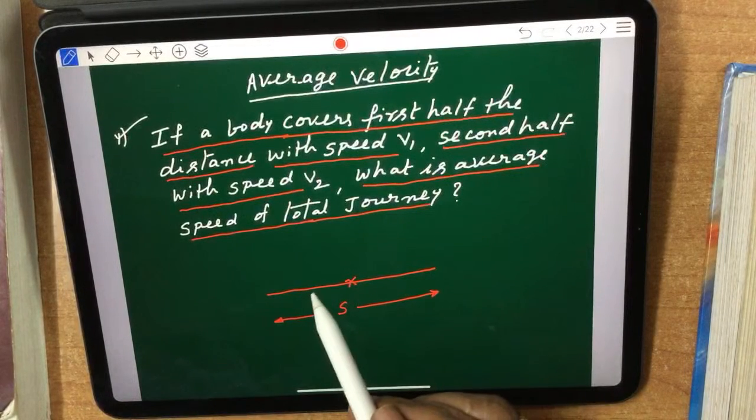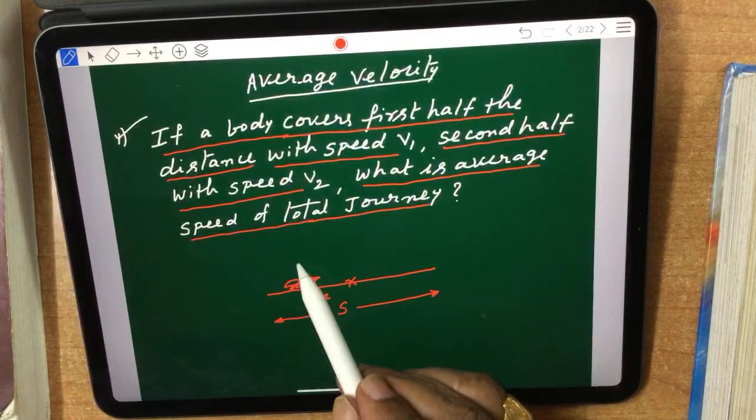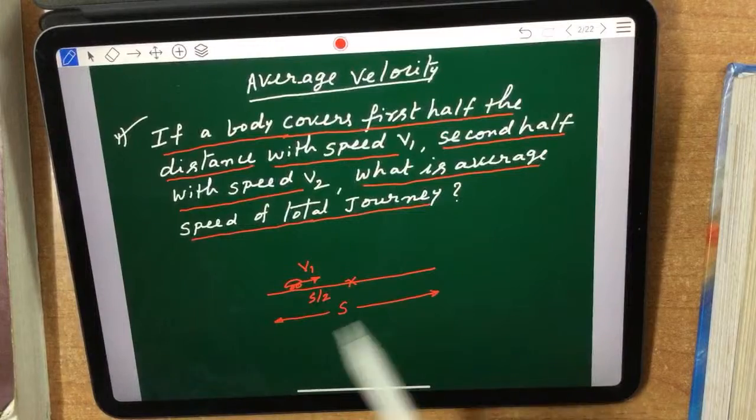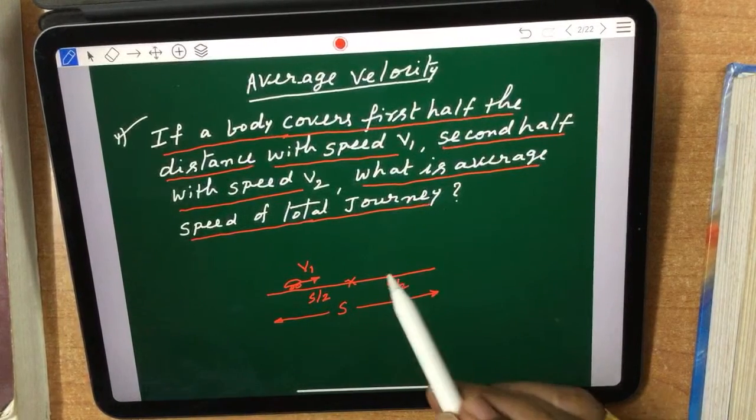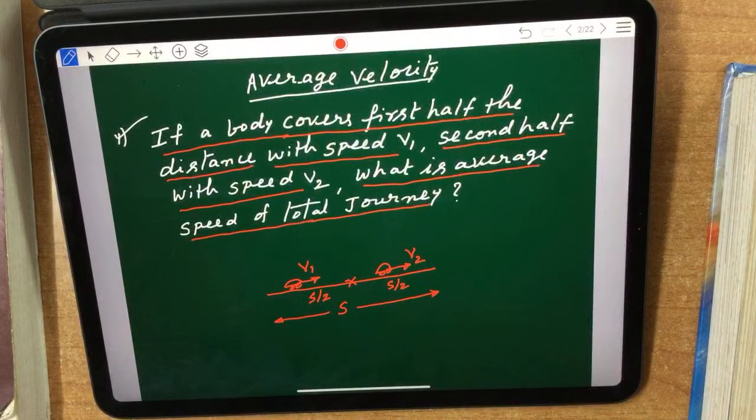First half, s by 2: this car moves with a constant speed v1. After s by 2, he changed the speed; this car is moving with velocity v2. So what is the average velocity for the total journey? Average velocity is always defined as total displacement by total time. That is the definition.